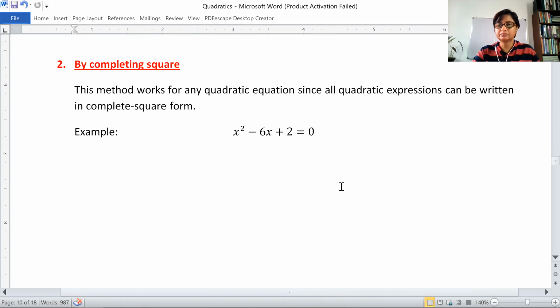Now, the first method doesn't apply to all quadratic equations because not every quadratic can be factorized. But the second method, completing the square, can be applied to solving any quadratic equation because any quadratic can be turned into the complete square form. Okay, so you write under that: this method works for any quadratic equation since all quadratic expressions can be written in complete square form. And let's work out this first example.